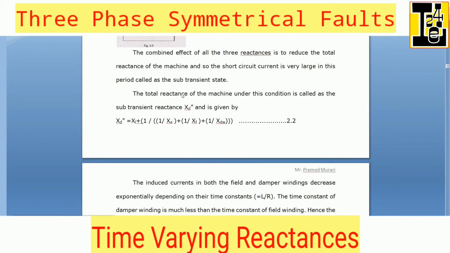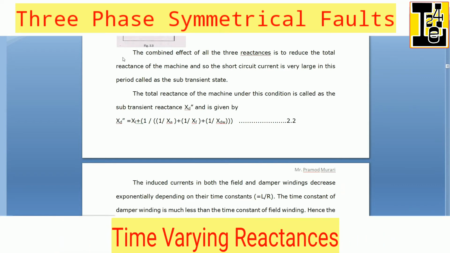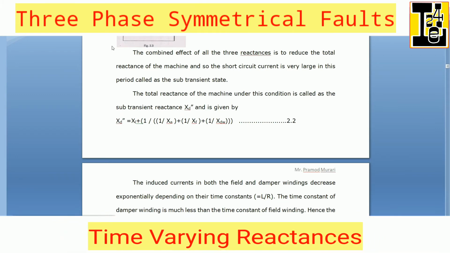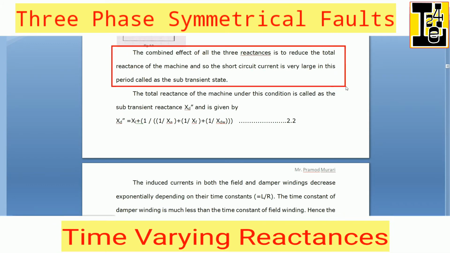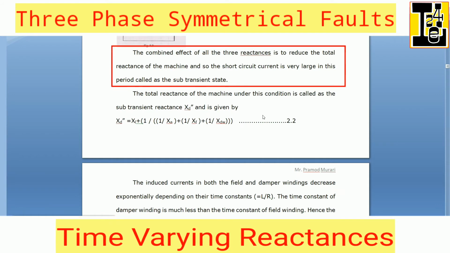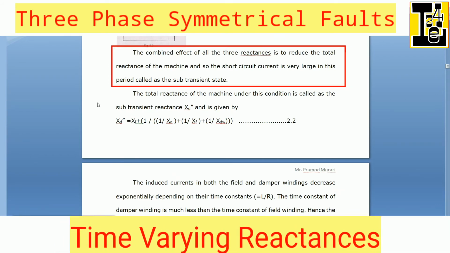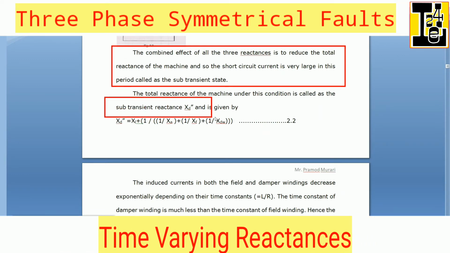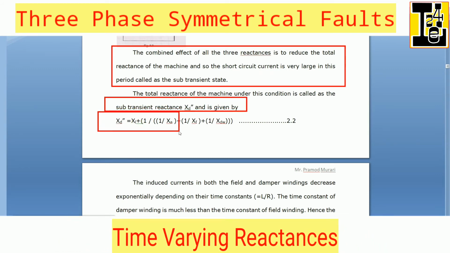The combined effect of all three reactances is to reduce the total reactance of the machine, and so the short circuit current is very large in this period called the subtransient state. So the current in the subtransient state is very large as compared to the other states. The total reactance of the machine under this condition is called the subtransient reactance XD double dash and is given by this expression.